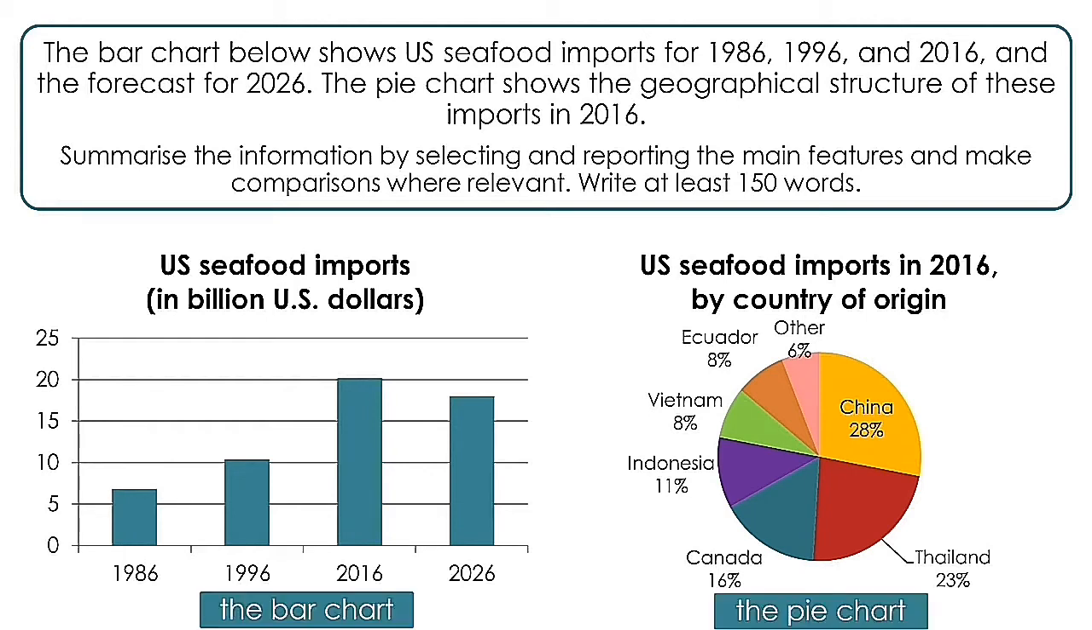In the past, most tasks contained only 1 chart, but today it's super common to get 2 or even 3 charts. The bar chart shows seafood imports in 3 time periods in the past and the forecast. When you see a date in the future, it's always a forecast. The pie chart shows which countries import seafood in the USA in 2016.